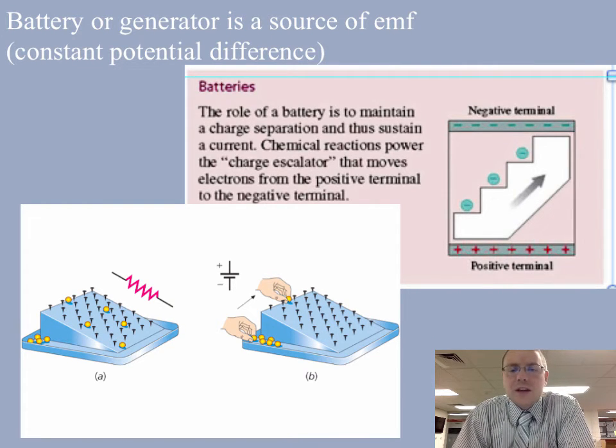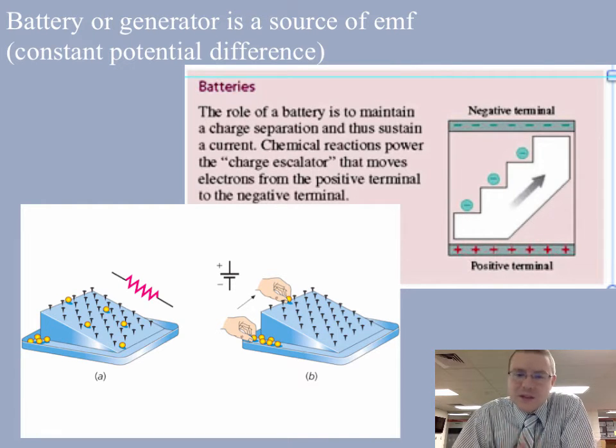The reason that battery was written with that little E is because we call batteries or generators a source of EMF, which stands for electromotive force. They provide us constant potential differences, or constant voltages. In the bottom picture, it's like that person lifting those marbles up the pegboard. That is you doing work against the field, giving those marbles higher potential. As they flow down to lower potential, they encounter all those pegs.